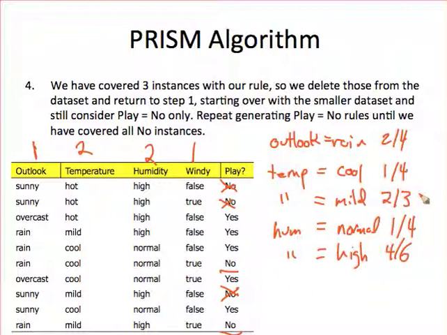That's just as good as we had with if temperature is equal to mild, but there's more positive examples. More of the data set is covered. So right now, this is our current champion, 66% accurate, 4 positive examples.